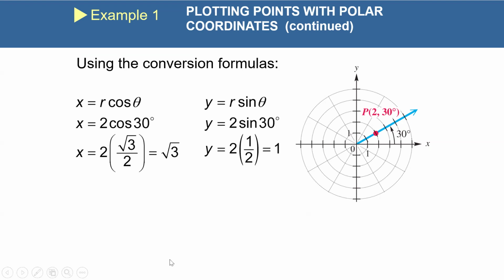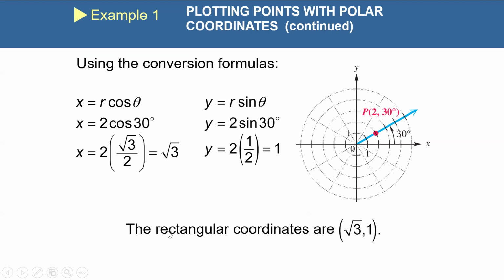All right, you got 1 for y. Okay, so our rectangular coordinates are square root of 3, comma 1. Yes. Are we okay? All right. Ready to go on?